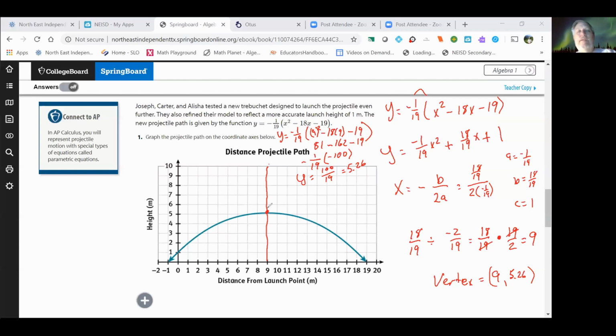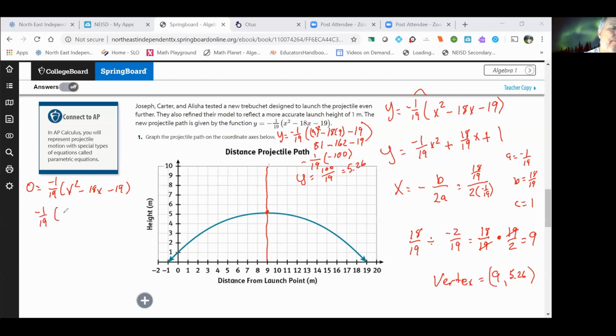All right, so the next thing I need to do is go ahead and find the zeros. And this is kind of cool. I'm going to put this equal to 0. So it's going to be negative 1 over 19 times x squared minus 18x minus 19. Now, in this case, I do not distribute the negative 1 over 19 in, because if I distribute it in, it becomes the greatest common factor. And I would have to turn around and take it right back out. It doesn't make sense. So we're just going to go ahead and leave it out there by itself.